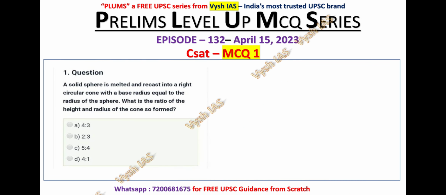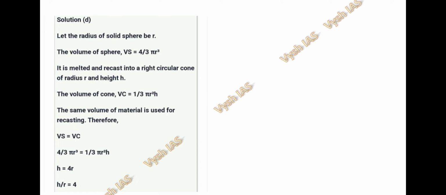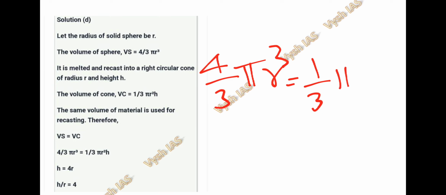So question number 1: a solid sphere is melted and recasted into a right circular cone with a base radius equal to the radius of the sphere. What is the ratio of the height and the radius of the cone so formed? If a solid sphere is melted and converted into a cone, the volume of both the cone and the sphere will be the same, and the given thing is that the radius of both are equal. The volume of the solid sphere is nothing but 4 by 3 pi r cube, and the volume of the cone is nothing but 1 by 3 pi r square h.